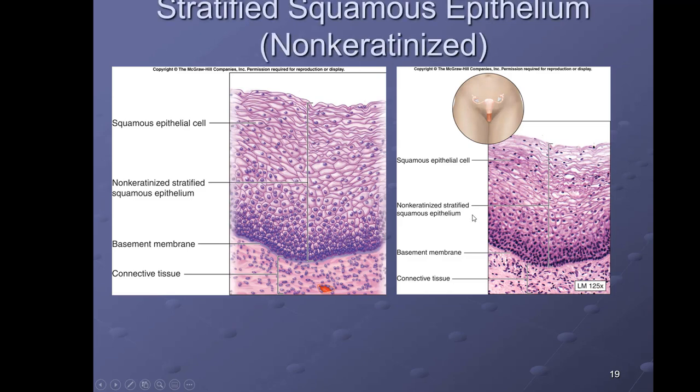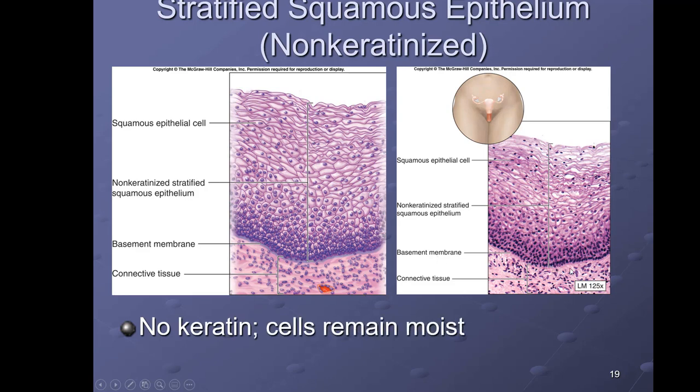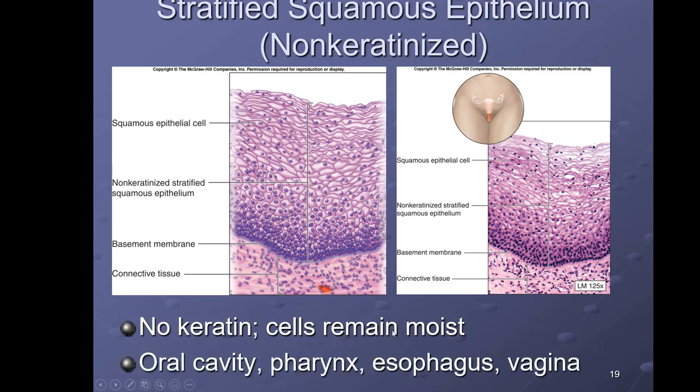All right, as far as the non-keratinized version of stratified squamous, it looks similar, but there's no keratin. So the cells still migrate this way towards the surface, but they don't fill with keratin, so the cells are actually still alive when they reach the surface, and they're going to be more moist. So great examples, the inside of your mouth, the oral cavity, like in lining of your cheeks, pharynx, so your throat, esophagus, and vagina. Those are all great examples of stratified squamous epithelium that's non-keratinized.